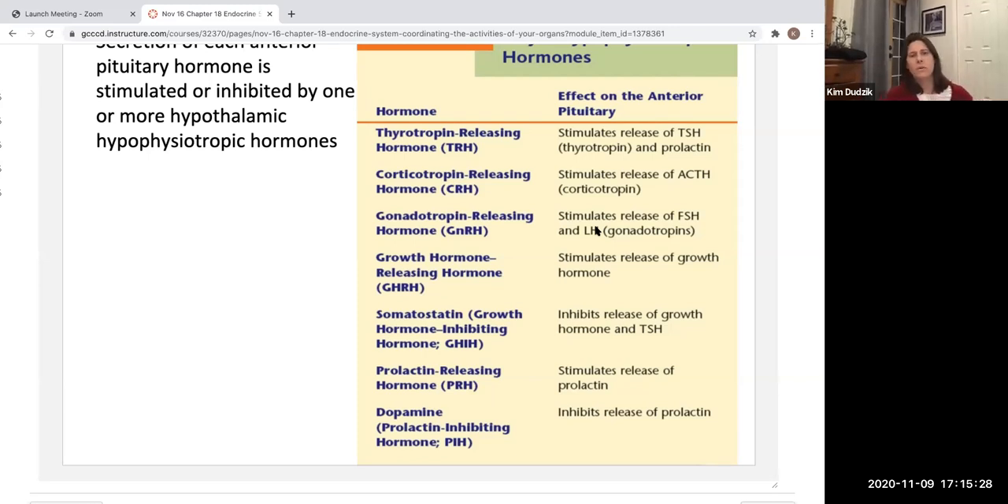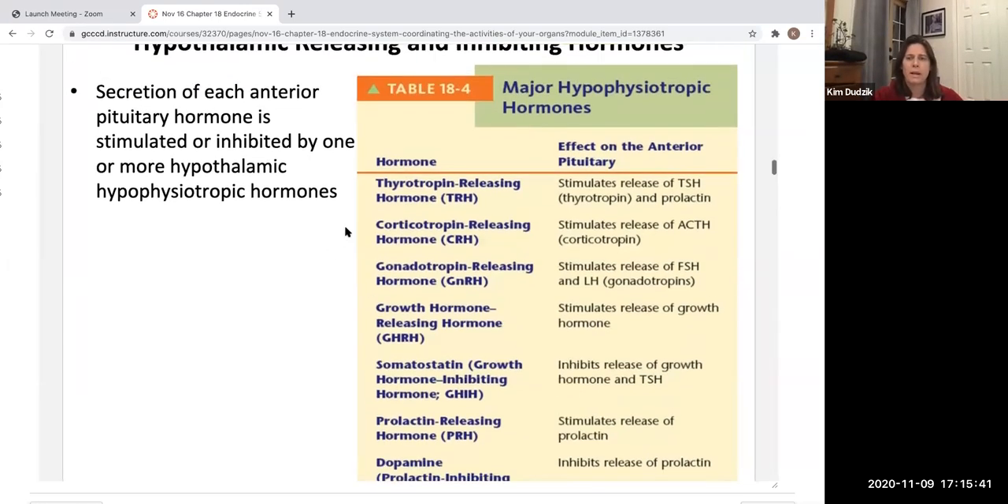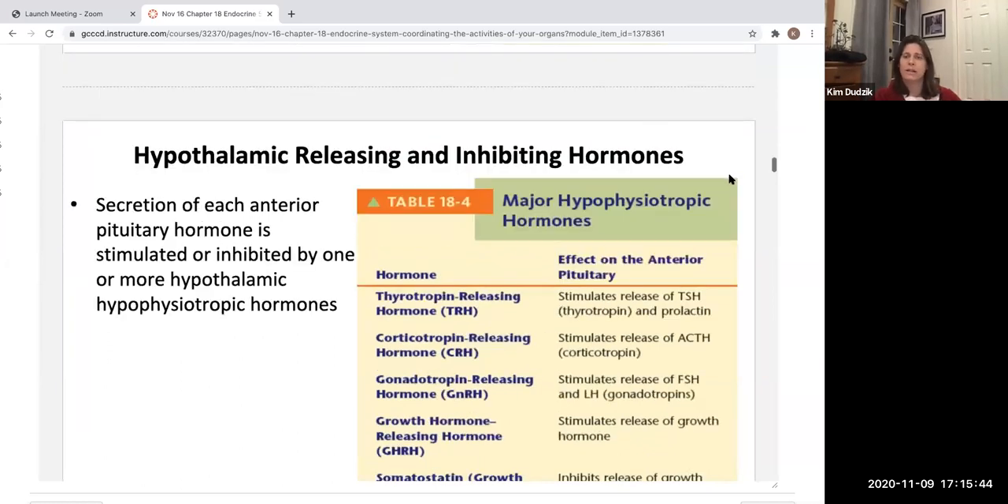And I'm not going to get too in depth in that for this lecture, because we're going to go over the control of the reproductive system later. Okay, so those are two hormones we won't really talk about in this lecture. All righty, and that's it.